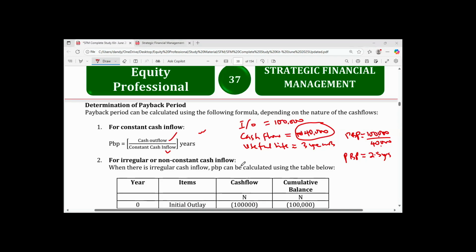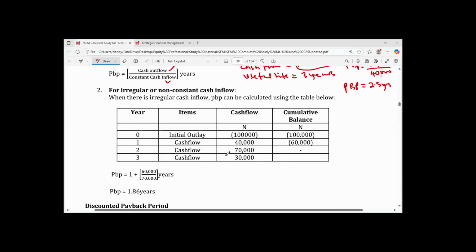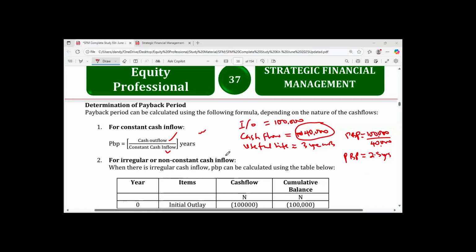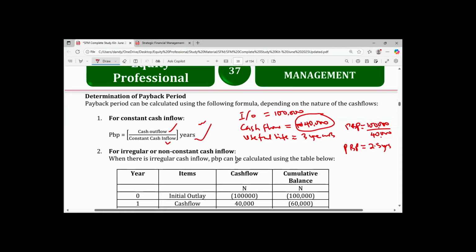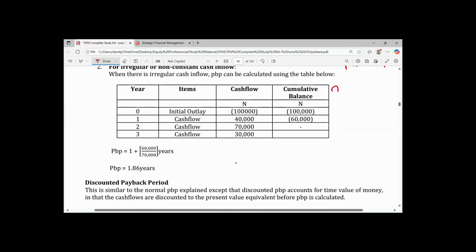So that's how to calculate payback period. Now, what if you are given non-constant or irregular cash inflow? What if the cash inflow for each year is different? How do you then calculate the payback period? Where you have irregular cash inflow, you are not expected to use this formula. You can't use this formula to calculate your payback period. So you have to use the tabular method. Use this table with this format.